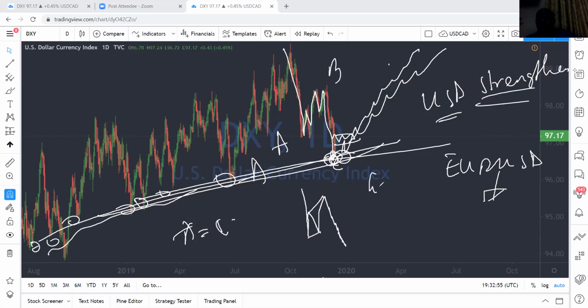Value of gold will drop. We are going to look for sell opportunities on gold and silver next week, and copper, all those metals. Why? Because USD is strengthening. Do you get it now? So that is how you look at the market from the perspective of USD, the US index.